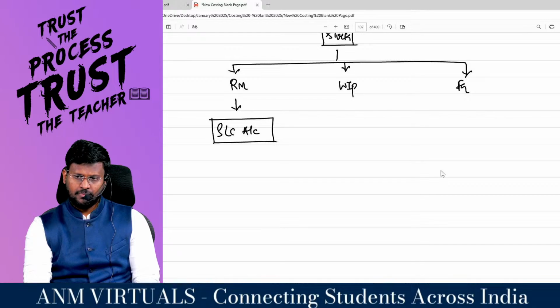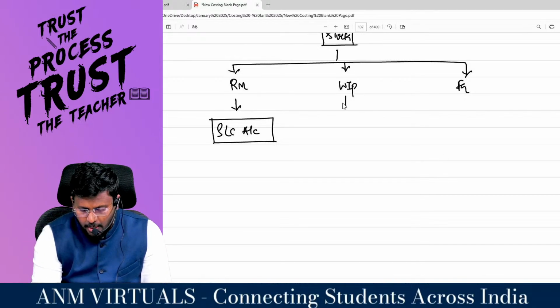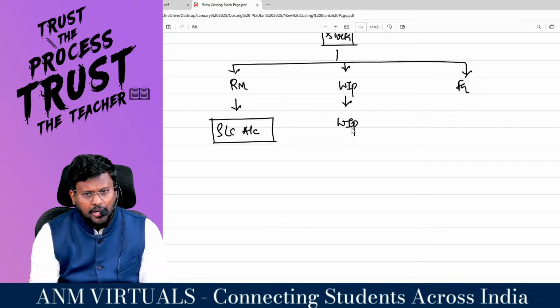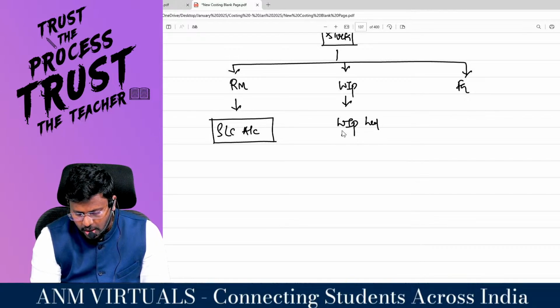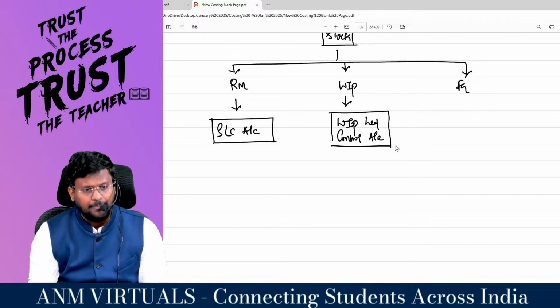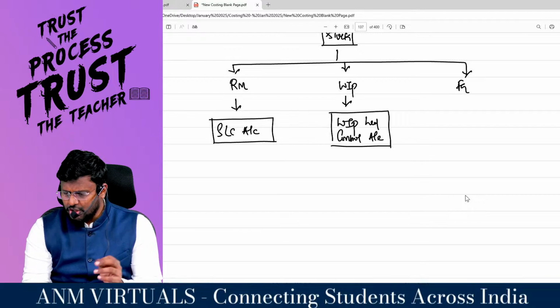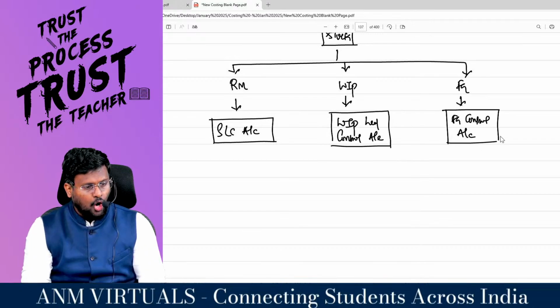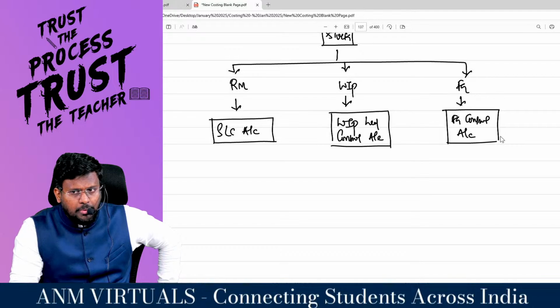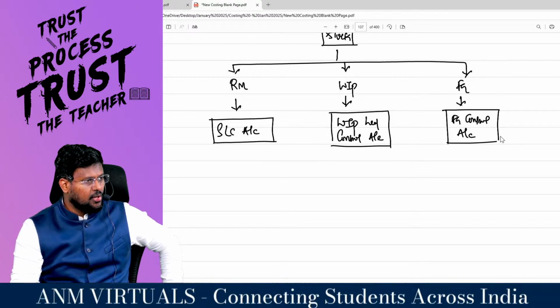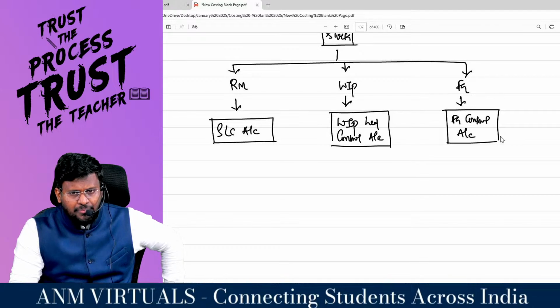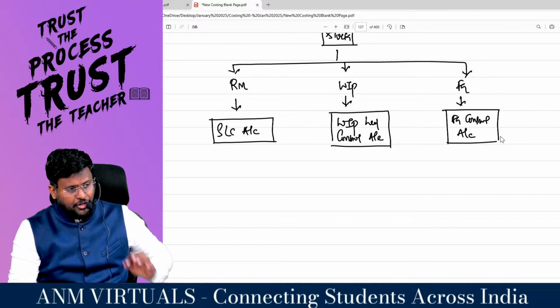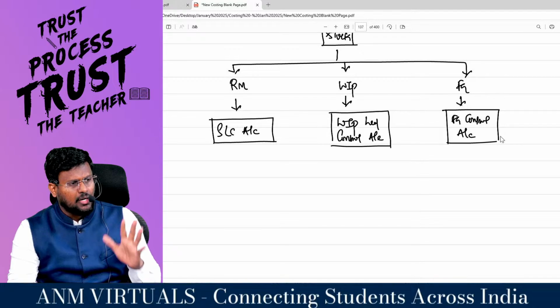All the WIP related matters should be recorded in the WIP ledger control account. All the finished goods related matters should be recorded in the finished goods ledger control account. So raw material matters go to the stores ledger control account, WIP matters to the WIP ledger control account, and finished goods matters to the finished goods ledger control account.